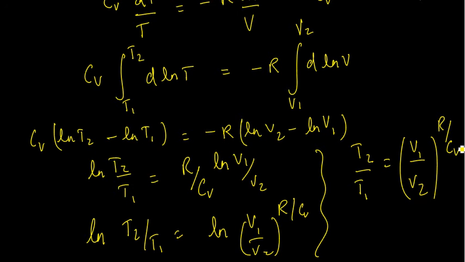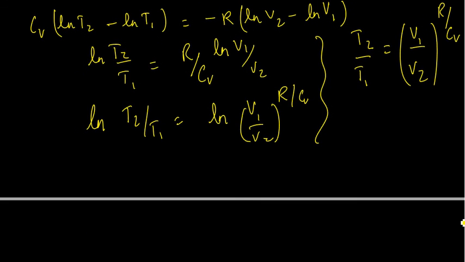And just a few minutes back we proved that R is equal to Cp minus Cv. So all I need to write over there then is T2 by T1 is equal to V1 by V2 to the power Cp by Cv minus 1.